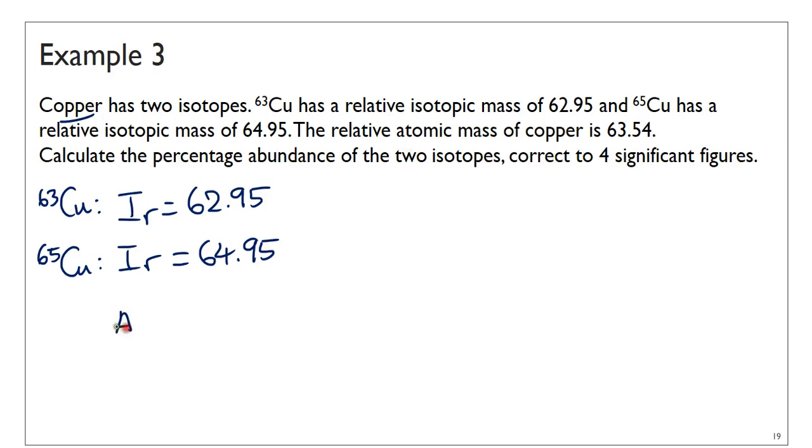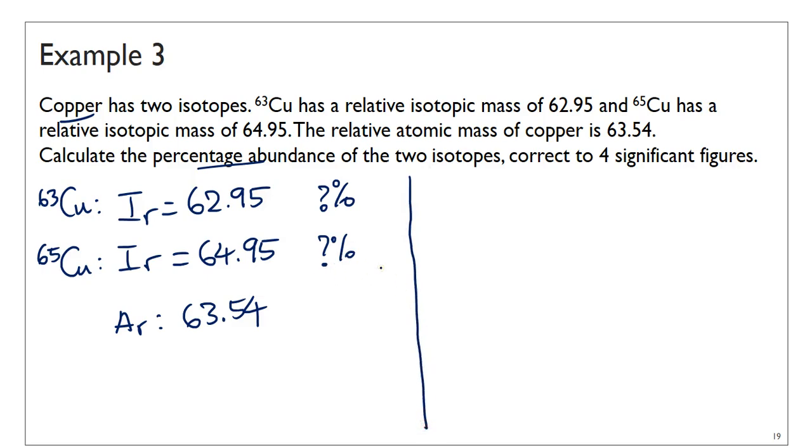So I know that the relative atomic mass is 63.54. What's the unknown here? You need to calculate the percentage abundance. So I do not know the percentage abundance of this one or the percentage abundance of this one. Okay, general rule of thumb: there's one piece of information that is not given in this question, but you should be able to deduce, and it's the fact that there are only two isotopes. So these two percentage abundances should add up to 100%.